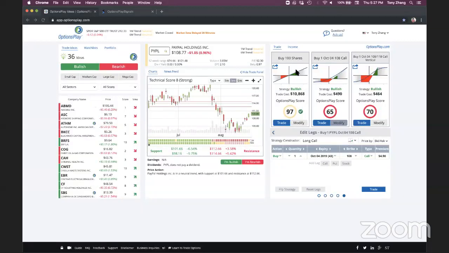Any more questions? These are great questions here today. Does an increase in volatility make option prices for debit and credit spreads increase, or does it not affect the price? It does. So an increase in volatility is good for debit spreads and bad for credit spreads, and vice versa. A decrease in volatility is good for credit spreads and bad for debit spreads.